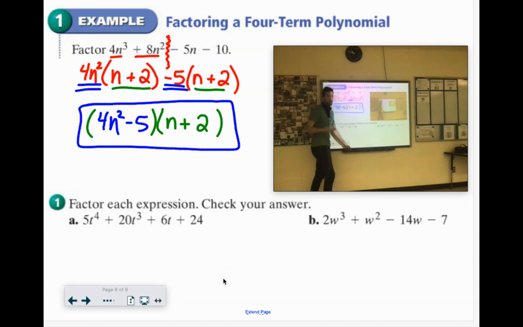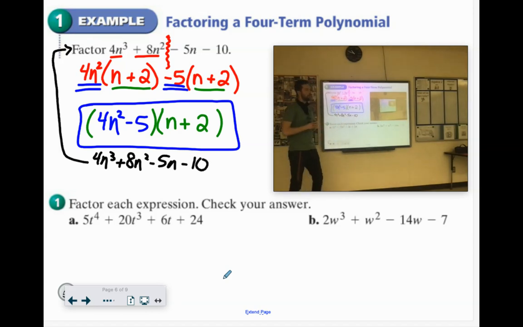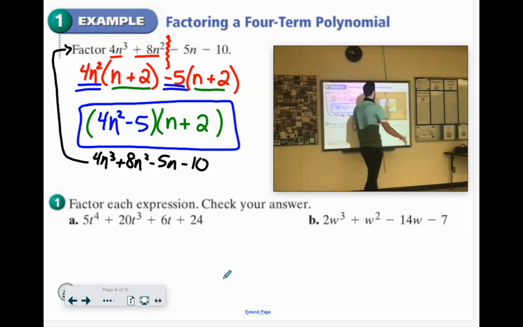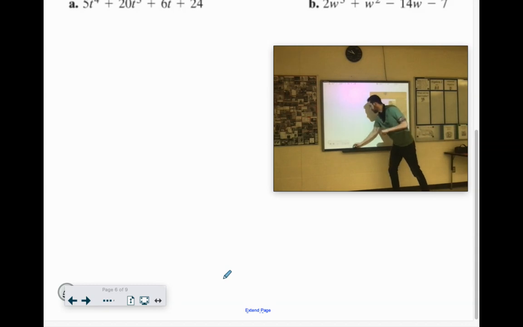This is your final answer. If you have extra time, FOIL it. 4n squared times n would be 4n to the third. 4n squared times 2 would be 8n squared. Negative 5 times n is negative 5n. Negative 5 times 2 is negative 10. Whoa. That's what we started with, dude. All right. Always check for that greatest common factor, though.